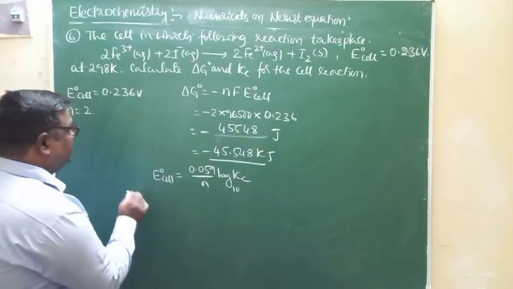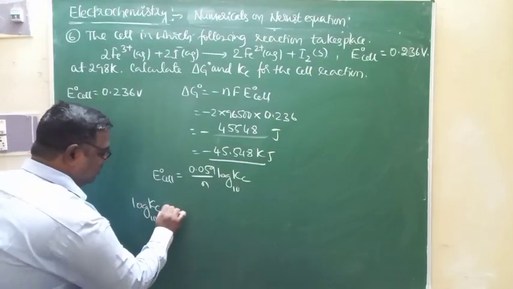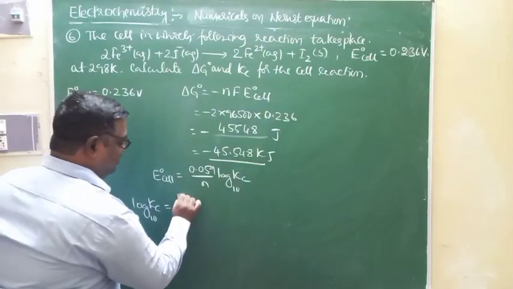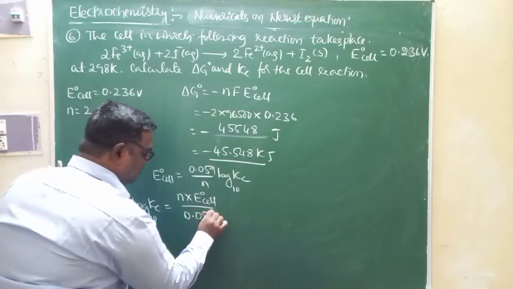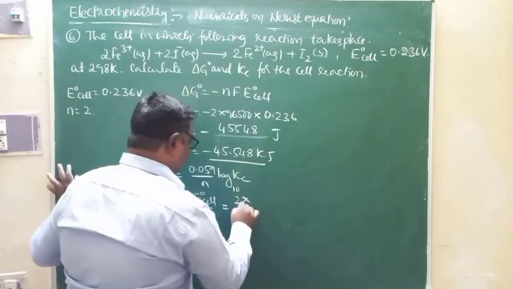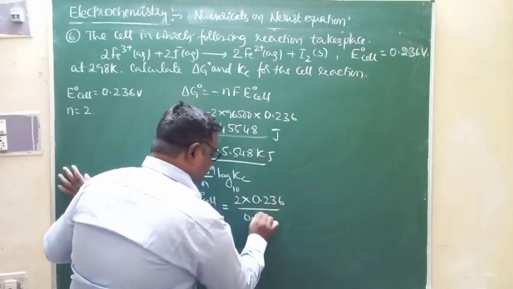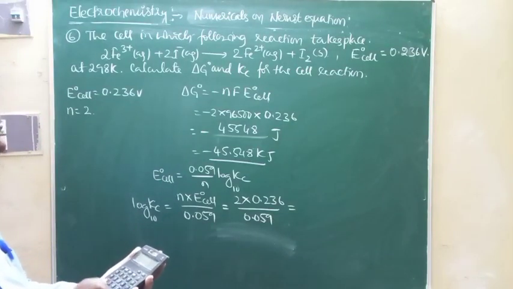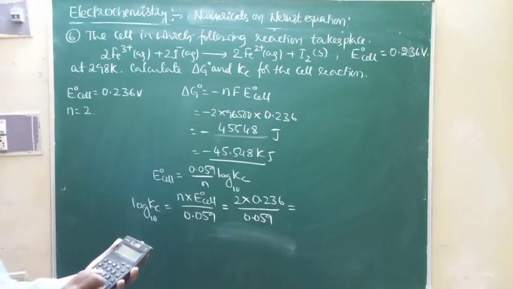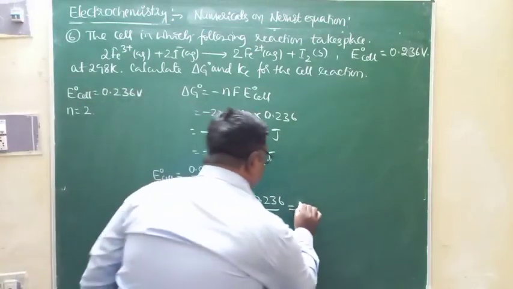Substitute here. E naught of cell is... therefore, log to the base 10 of Kc is equal to n into E naught of cell divided by 0.059. Here n is equal to 2, E naught of cell is 0.236, so 2 into 0.236 divided by 0.059 comes out to be 8.